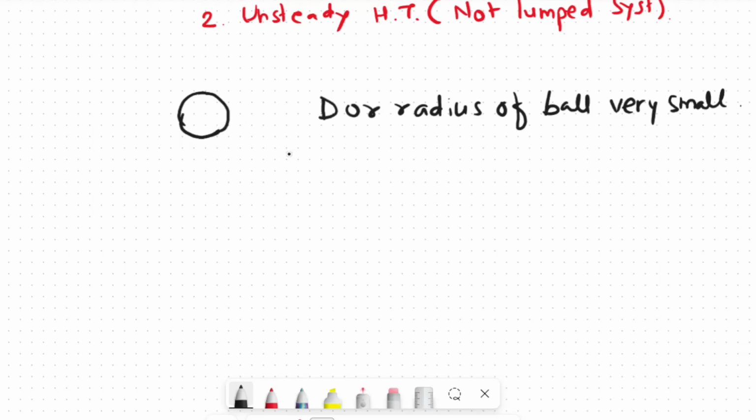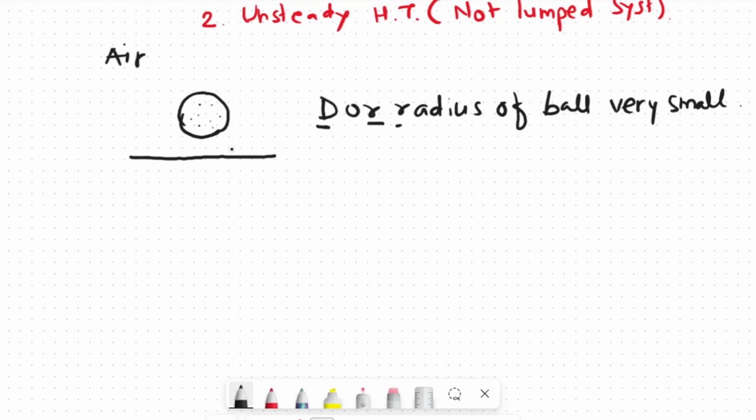Now what will happen, as we are keeping this ball in the atmosphere where the material medium is air, is that continuously it will reject heat to the atmosphere and it will start to cool. Now, if we measure the temperature of the ball, we will find that the temperature inside the ball is changing. So we are saying that it is an unsteady state heat transfer.